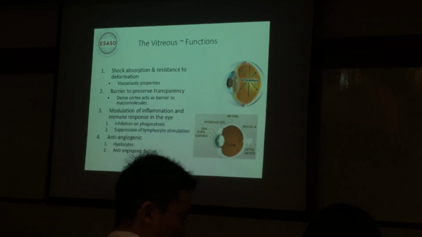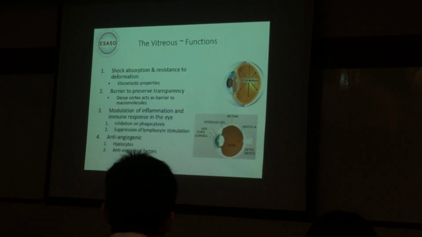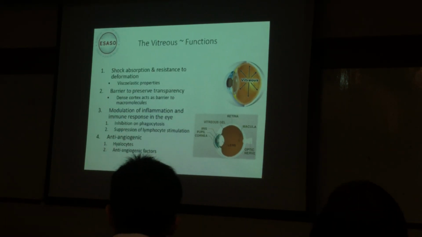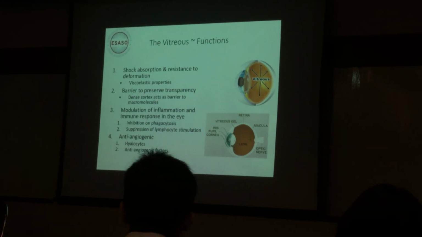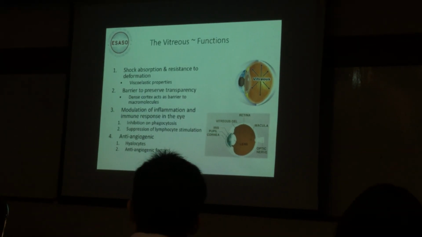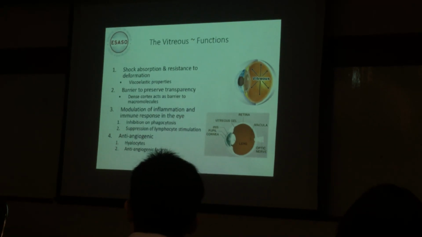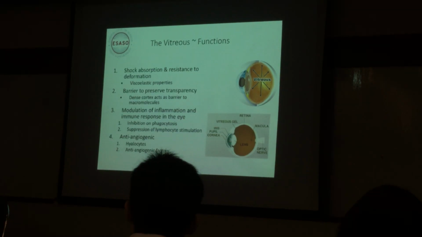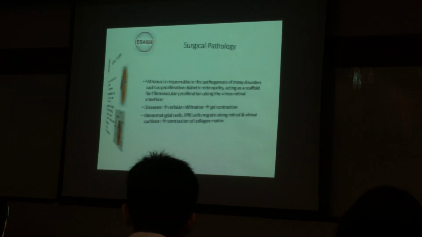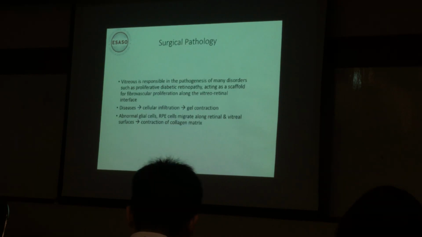So it has various functions, not just filling up the cavity of the eye: transparency, shock absorption, modulating inflammation and immune responses, and it's also anti-angiogenic. That's why in the normal state it keeps the eye normally vascularized. Of course, now we inject, as you heard yesterday, in terms of anti-VEGF injections and other injections into the eye. So it is also responsible in disease states for the pathogenesis of many disorders.